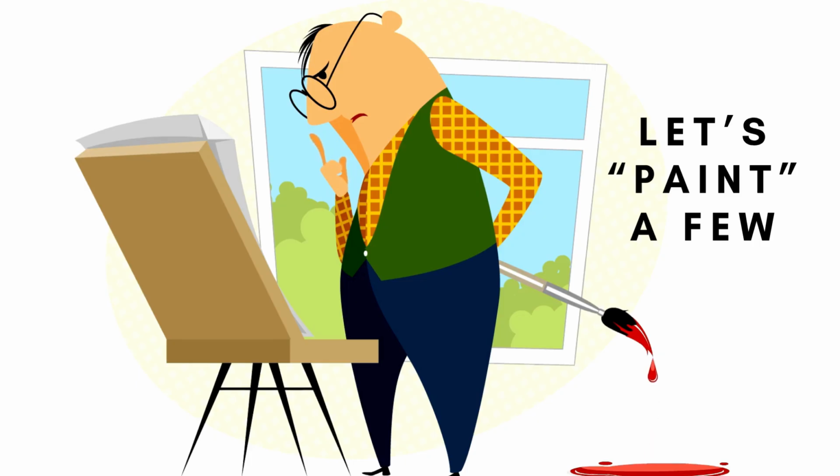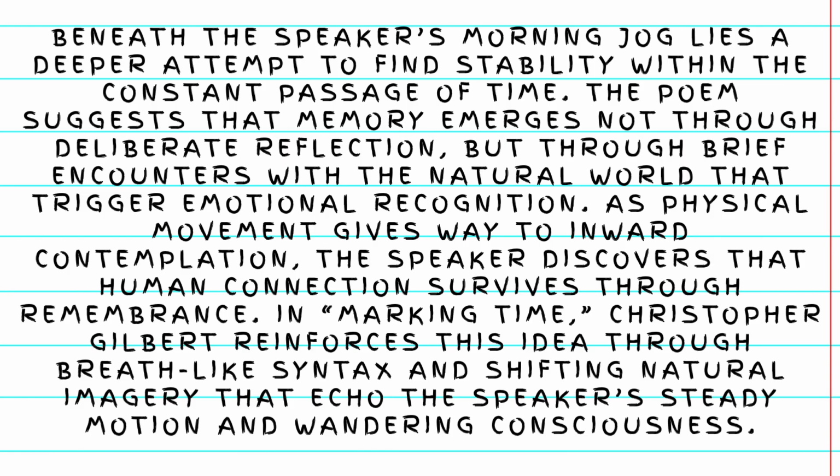And again, these are written by teachers. So here's the first one. Beneath the speaker's morning jog lies a deeper attempt to find stability within the constant passage of time. So you can see you start with the author's intent, kind of the big aha moment of the poem. The poem suggests that memory emerges not through deliberate reflection, but through brief encounters with the natural world that trigger emotional recognition. So we're 2 sentences in, still riffing that author's intent.